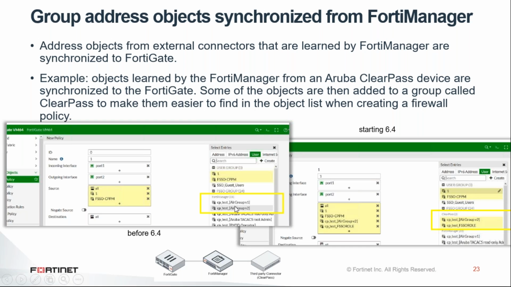But at a certain moment in time, you can have so many objects that you can't see the trees for the bushes. So what we have done with 6.4, we added some tags. You can see here on the right side, there is a difference. You can see it on the GUI, a difference between the objects that were received from the integration with the ClearPass on the FortiManager and all the other objects. So it should make life easier when building up a security policy on your FortiGate.